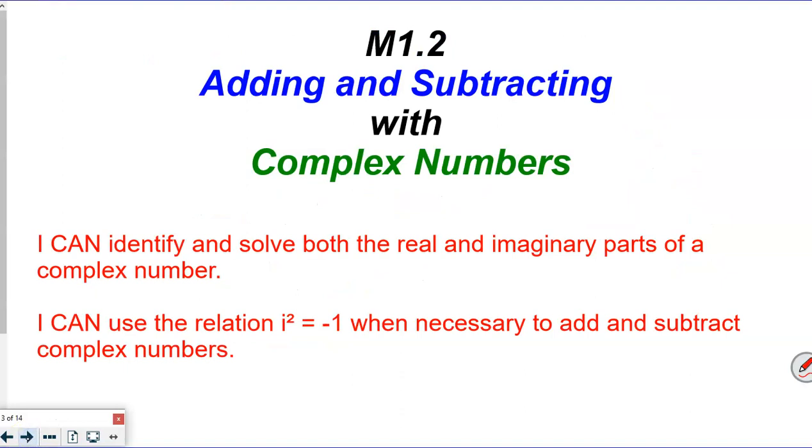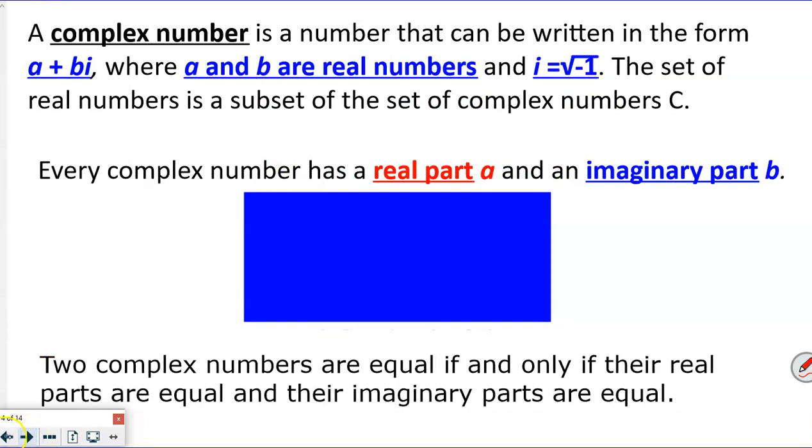So today we're going to be going over adding and subtracting with complex numbers. So these are the objectives today. I can identify and solve both the real and imaginary parts of a complex number, and I can use the relation i squared equals negative 1 when necessary to add and subtract complex numbers, okay? So yes, maybe it's going to go to the next slide. There we go. Wait, there, yeah, sorry.